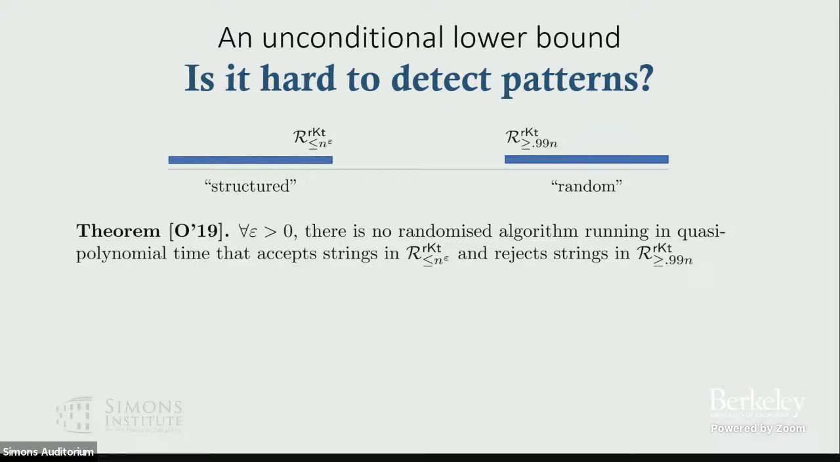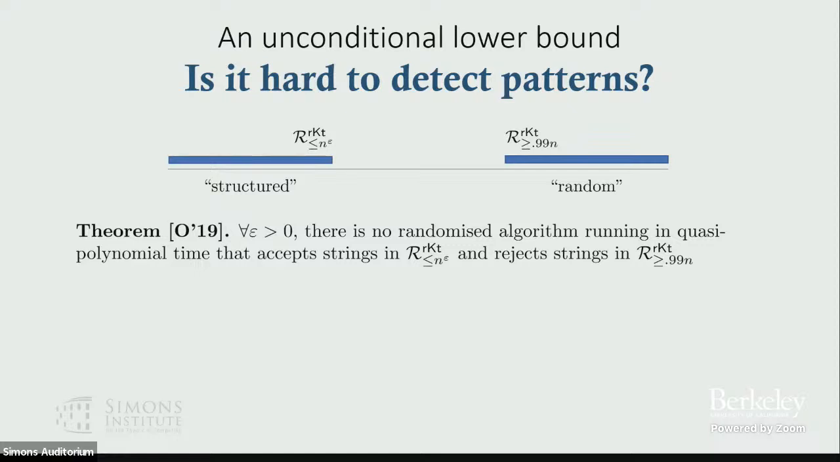More precisely, we can show that we cannot distinguish between these two sets of strings using a randomized machine of quasi-polynomial time complexity. So it's a super-polynomial lower bound for this problem of estimating complexity, and it's unconditional. This makes the problem easier because now I have a smaller set of inputs, but the theorem says it remains a hard problem. Any other questions?